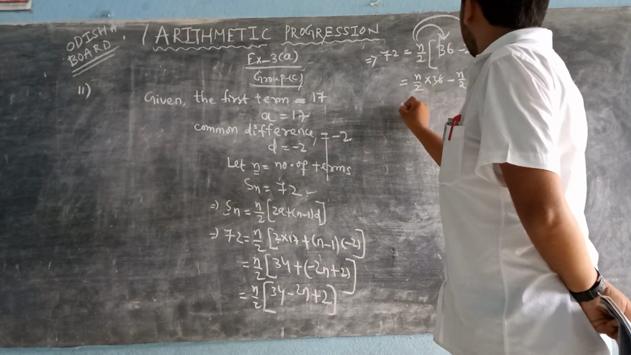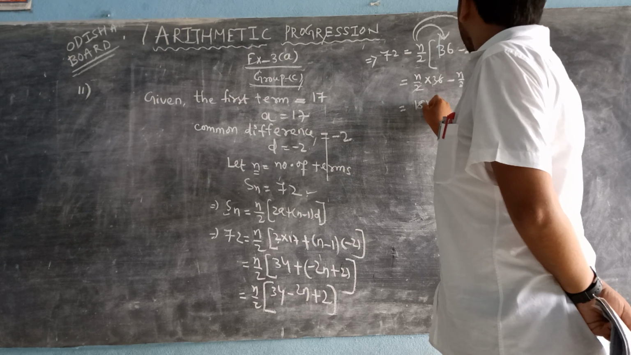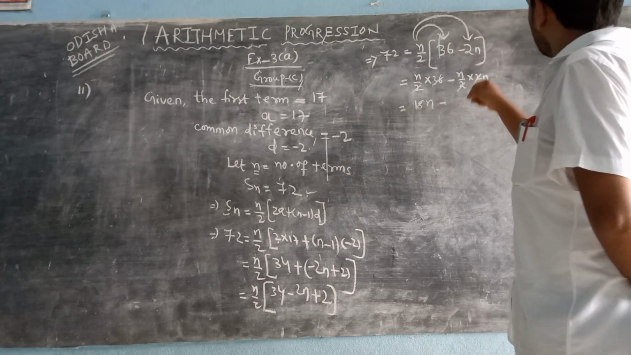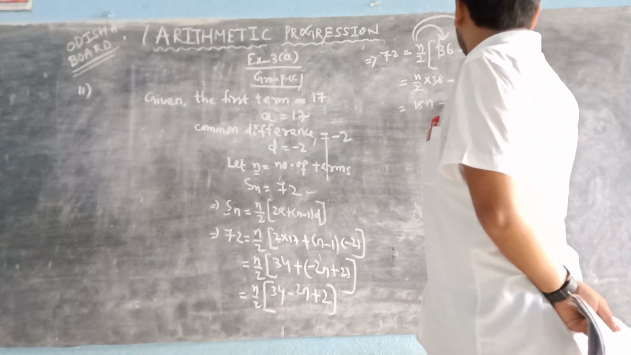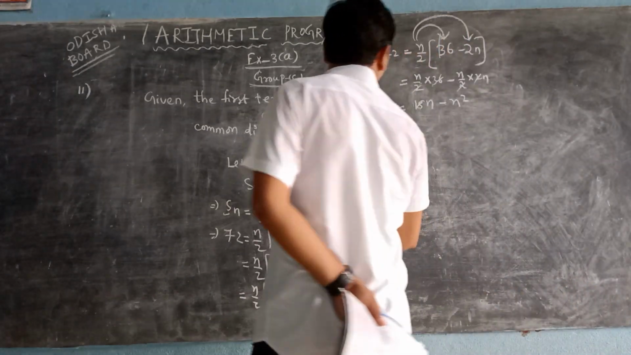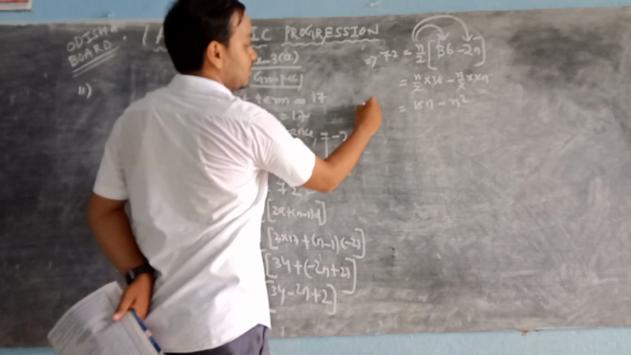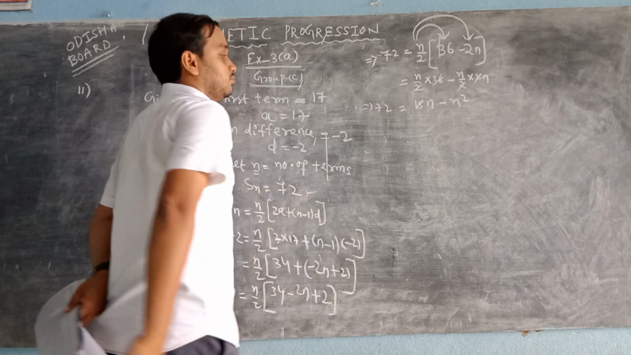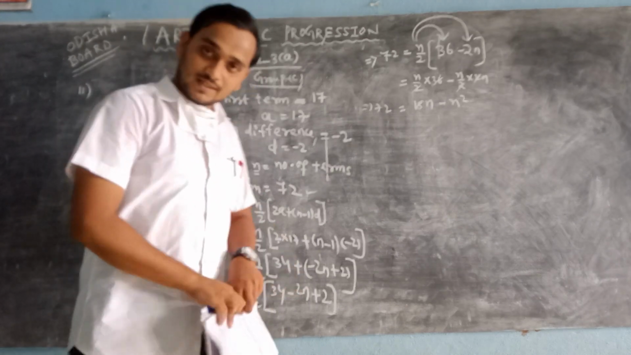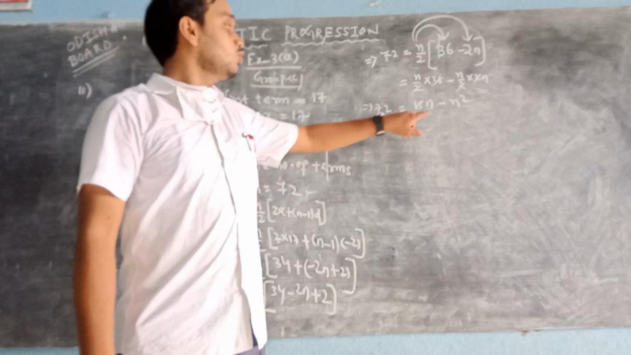Now 36 will be cancelled. How much? 18 and minus 2 will cancel. The remaining number is n square. Now this will be 72. Listen, in such case there are two variables.